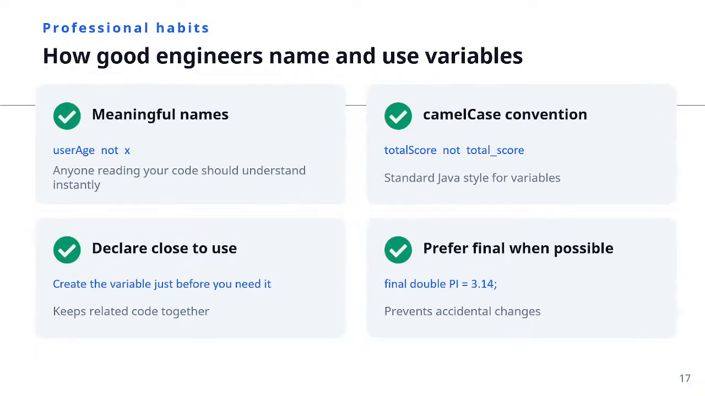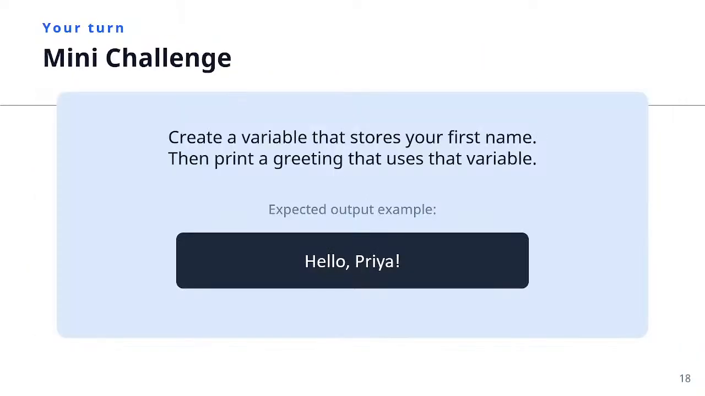Okay. Next, professional developers follow these best practices that I want to mention in this slide. They use meaningful names like userAge instead of x. Follow camel case style, totalScore, not total underscore score. Declare variables close to where you use them, and use the word final when the value should never change, like final double PI equals 3.14. We are coming to the next slide.